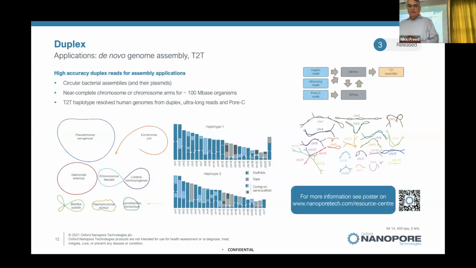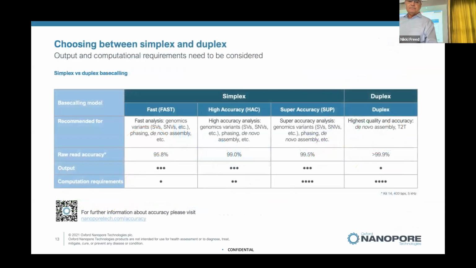And this is just a quick snapshot of the benefits of having duplex, primarily for genome assembly. That's where it makes the most difference. For the other applications, the specifications are already good enough, but for genome assembly, it does make a difference. And that's where E. coli and phased human genomes become a reality in a single experiment.